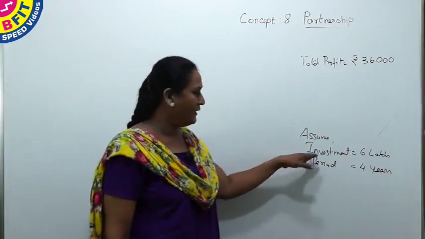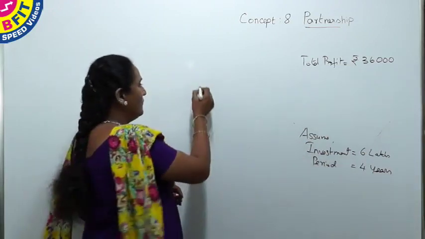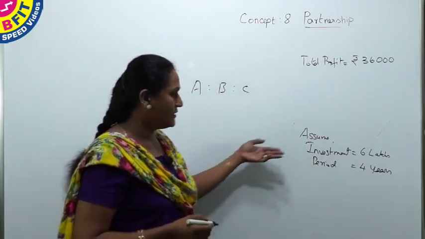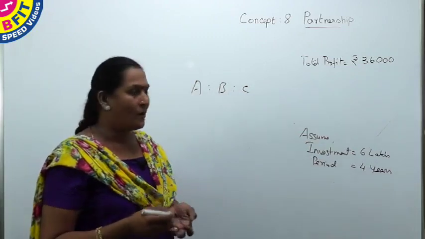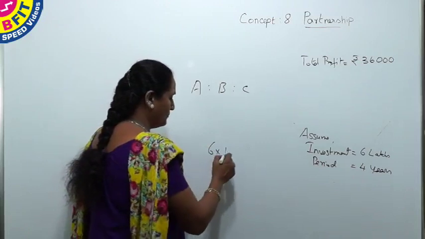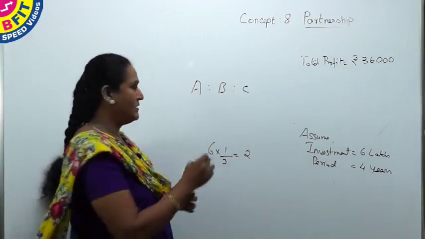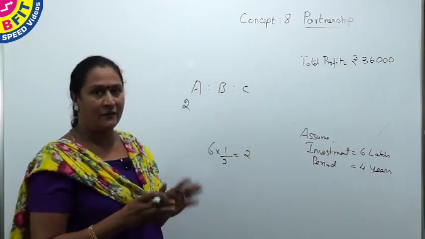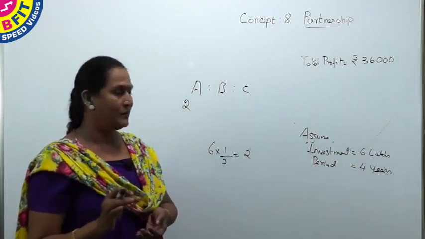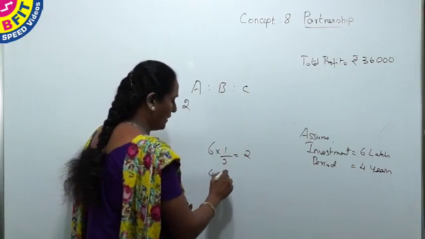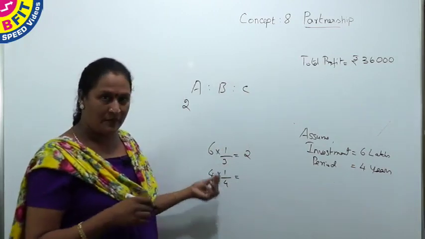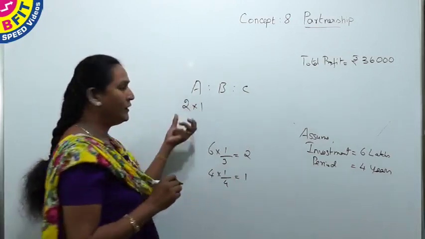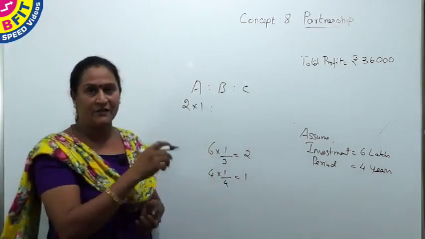So now having this assumed investment 6 lakhs and the period as 4 years, we'll see what is the ratio of investment given by A, B and C. So in this 6 lakhs, A is investing 1/3. So what is 1/3 of 6 lakhs? It is 2. So A is investing 2 lakhs and we have to find the period. So investment and period will be the amount invested by A throughout the period. So investing for 1/4 of the period. We have assumed the period as 4 years. So period is 1 year. So 2 into 1 will give you part of A's investment.